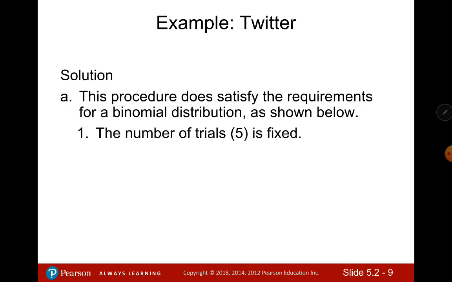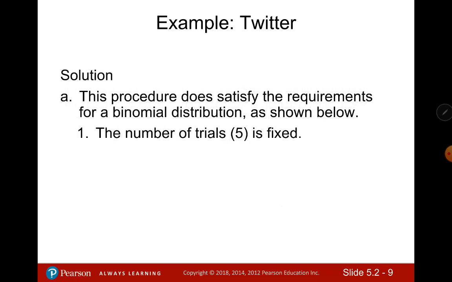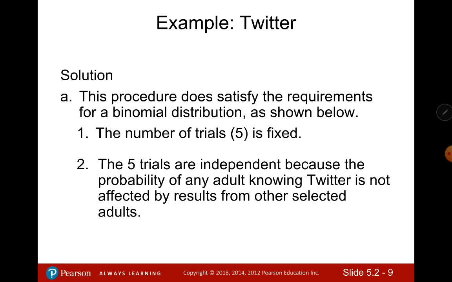The first requirement is about the number of trials. Is the number of trials a fixed number or not? In this case, we have a total of 5 persons, right? We want exactly 3 of 5 randomly selected adults. So the number of trials is just 5. We randomly select 5 adults, so the number of trials is fixed at 5. So the first requirement is okay.